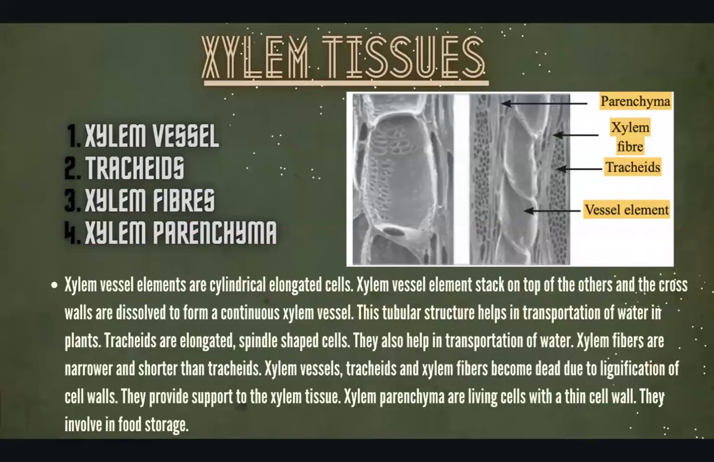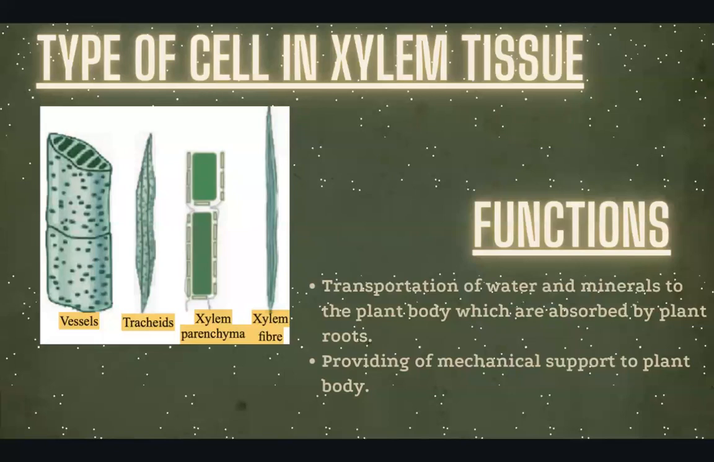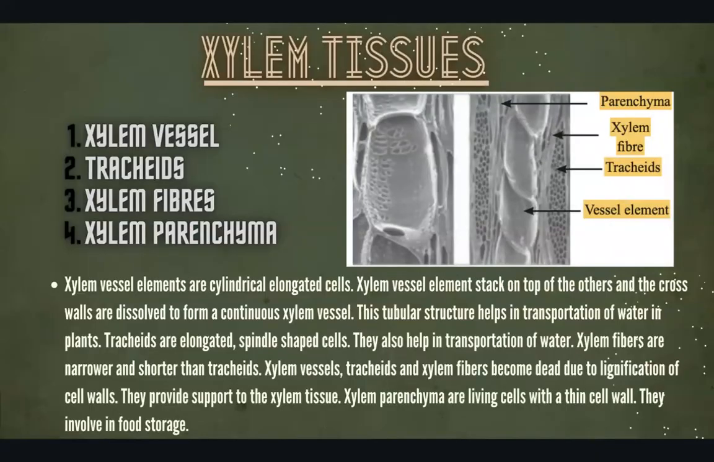So next, it is a tubular structure that helps in transportation of water in plants. A function of xylem tissue is transportation of water and minerals to the plant body, which are absorbed by the plant roots. Next, tracheids.